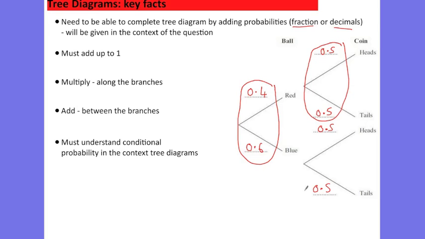Now, once the tree diagram is complete, you will then need to be able to calculate probabilities from this tree diagram. If, for example, you were asked to find the probability of getting red followed by tails, red ball, then tails, we would travel through the tree diagram here and then down.